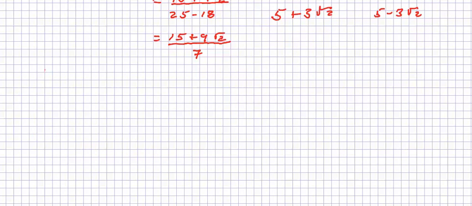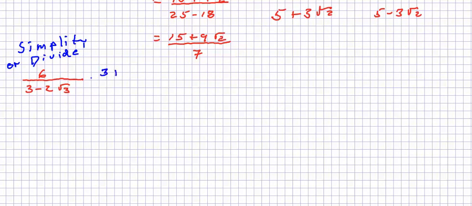We have 6 over 3 minus 2 square root of 3. Your directions will say simplify, or divide, because we're dividing the fractions. I mean, a fraction is just division. And we want to multiply now by 3 plus 2 square root of 3. Again, the conjugate, 3 plus 2 square root of 3.